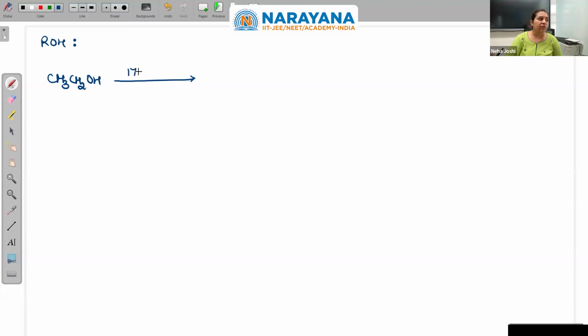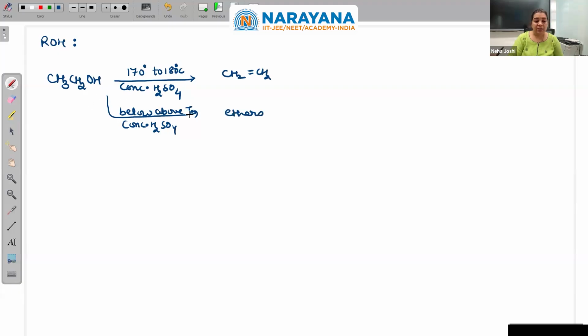So if you want to go for it, roughly we need 170 to 180 degrees centigrade and concentrated H2SO4, highly concentrated we need, then you get alkene. Okay, if you heat it with concentrated H2SO4 below about that temperature, then you have ethers as a product, which are formed by substitution. Same way, of course, it is a comparison of SN1 and E1, and the elimination is to be carried out at higher temperatures, then only the reaction takes place.